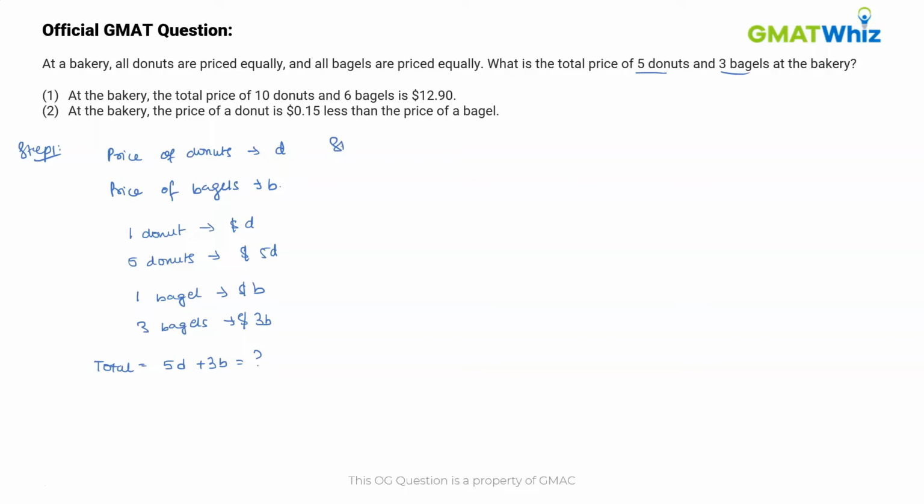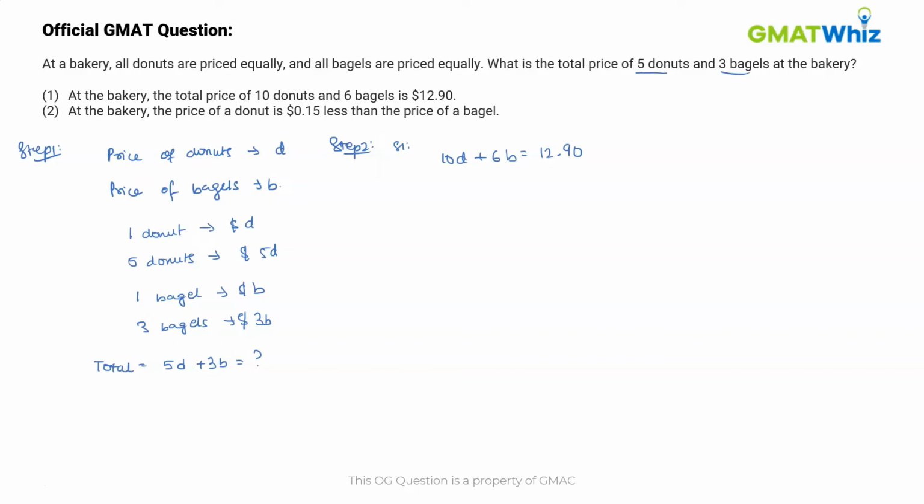So we now move on to step 2 and analyze statement 1. Now, what do we have in statement 1? We are given that the total price of 10 donuts and 6 bagels is $12.90. That means we can write 10D plus 6B is equal to 12.90. Now, some of you might end up making a mistake of rejecting this statement and eliminating options A and D, thinking that this is just one equation with 2 variables.